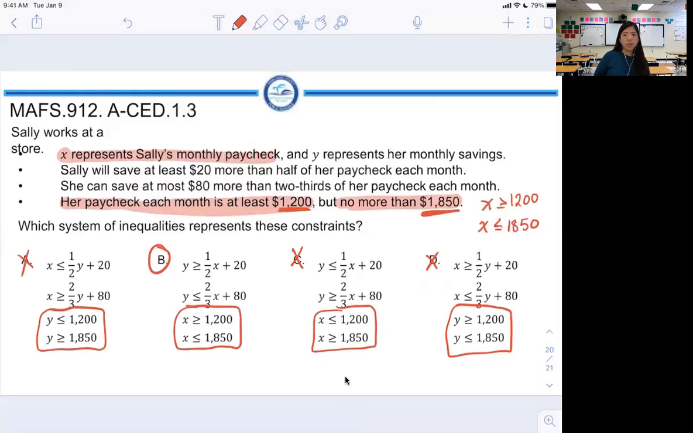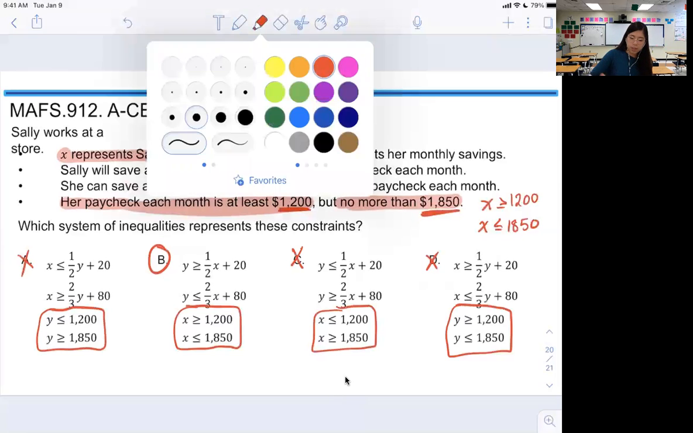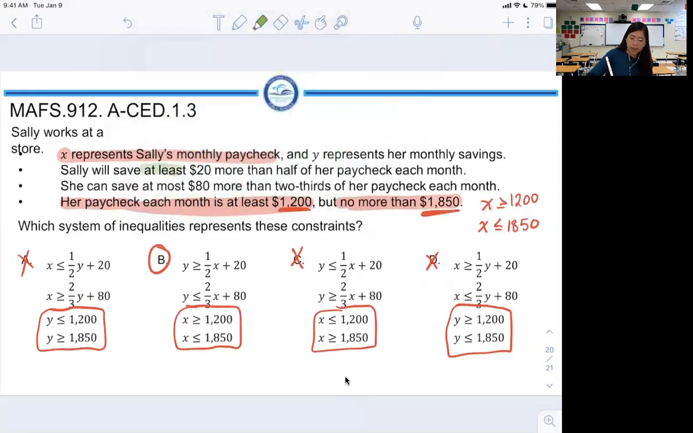All right, so now if you wanted to, you could go on and double check. I know that she will save at least $20 more than half of her paycheck each month. At least means that it has to be greater than or equal to, which matches. And then it says that she can save at most $80 more than 2/3 of her paycheck. So I know that at most is the maximum, so that symbol would have to be less than or equal to, and that does match, so we're good to go.